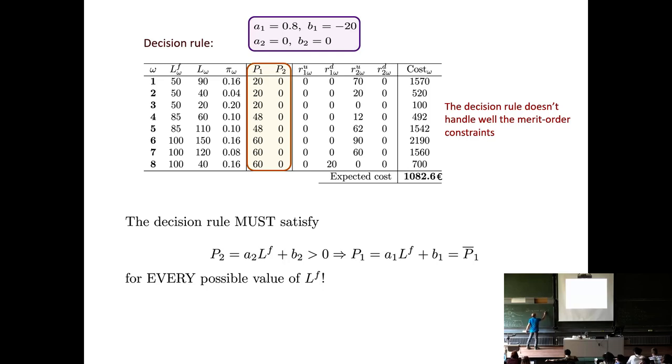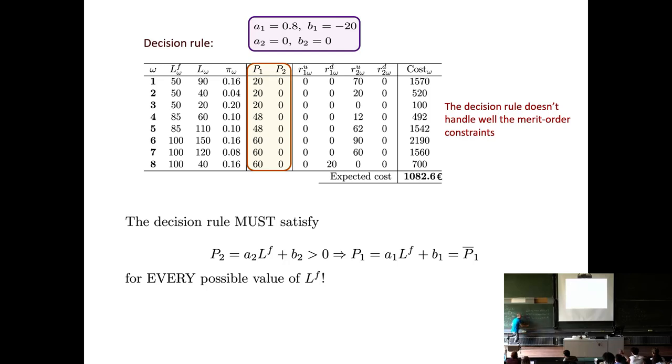Yes, A1 here and B1 here. Okay? And for the other context, add A2 100 plus B2 greater than 0 implies A2 50, A1 50 plus B1 equal to this. These are two constraints. If I add another context, A3 85 plus B3 greater than 0 implies A1 85 plus B1 equal to this. You know where I want to go?